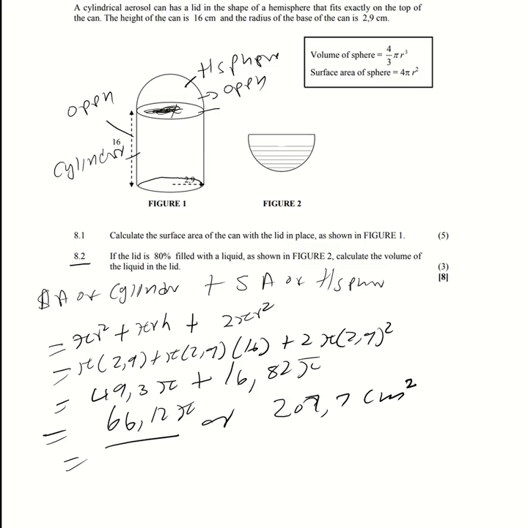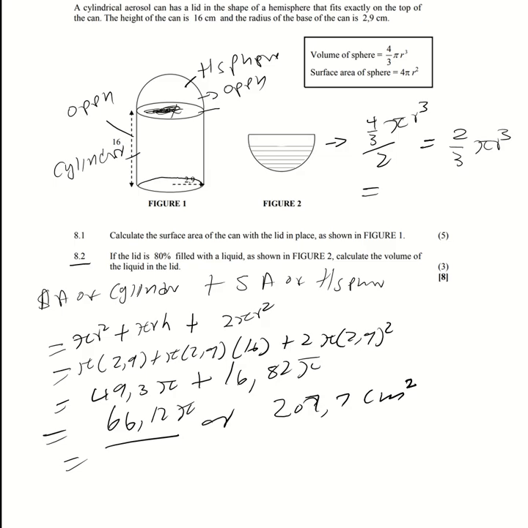calculate the volume of the liquid. So the liquid makes up 80% of the volume of the lid, and the lid is a hemisphere. The volume of a sphere is 4/3 pi r cubed. We divide this by 2 to get the volume of the hemisphere, which is 2/3 pi r cubed. That's the volume of the hemisphere, and we need 80% of its volume.